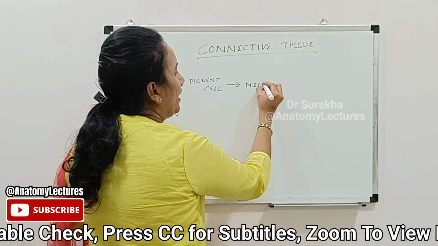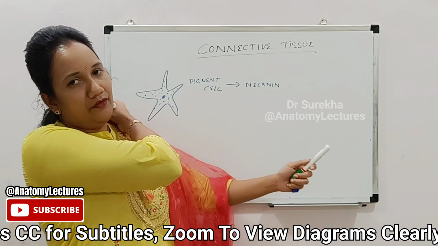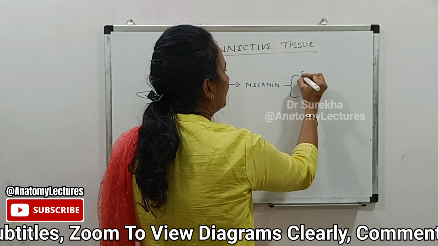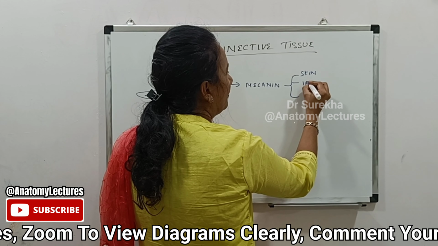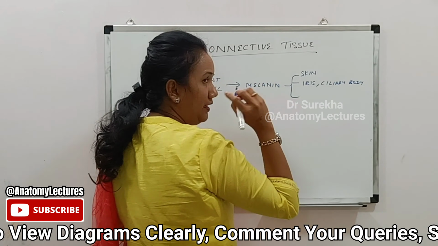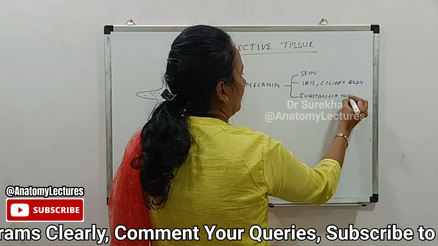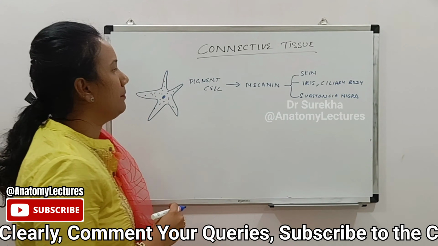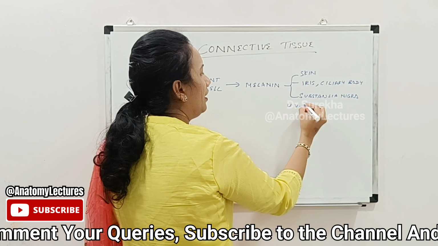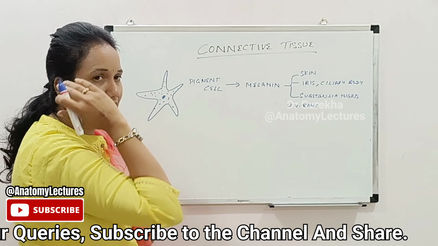What is the function of this melanin? It protects from the UV light. So it will protect the body from the harmful UV rays. Where are these pigment cells present? These are present in the skin. They are present in the iris, ciliary body, and of course in some parts of the brain like substantia nigra. The main function is secretion of melanin, which will protect from the harmful UV rays.